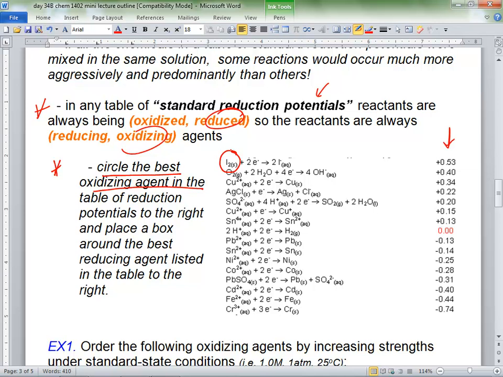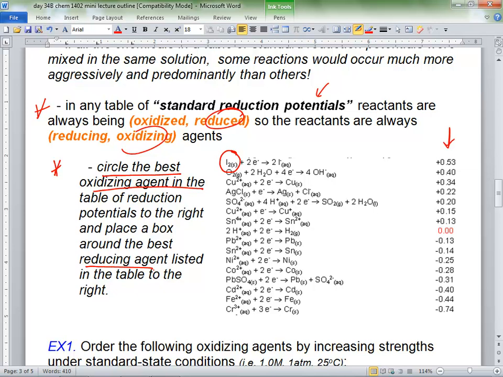Let's place a box, Lauren, around the best reducing agent listed in the table. Would it be the Cr? Right, that's what she says. You agree? Or is it this Cr? All right. Reducing agents get oxidized. If you're going to pick something, you're going to guess, you better pick something that's getting oxidized. You have to pick something on this side. And they should do this, but they don't. Maybe it's a waste of paper.